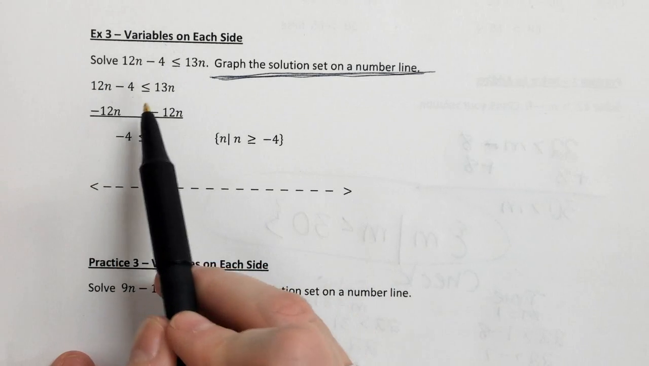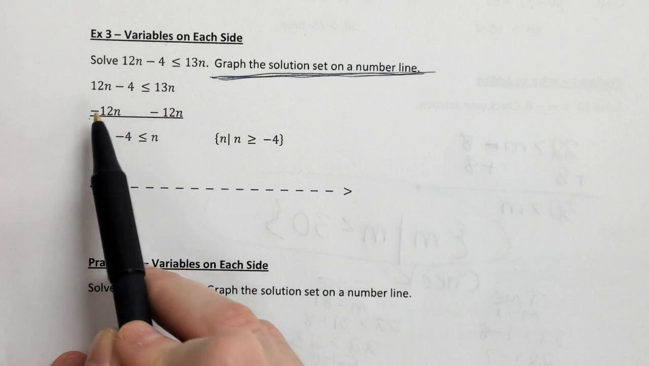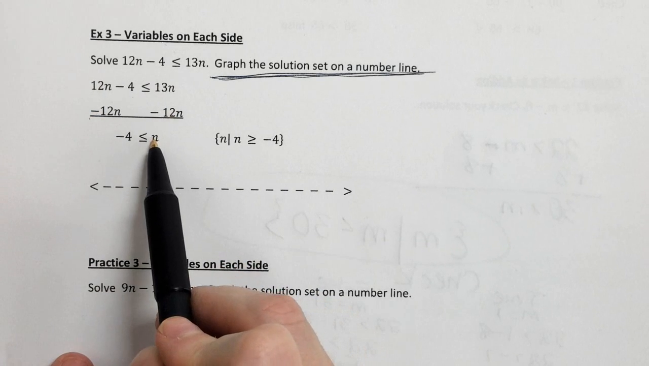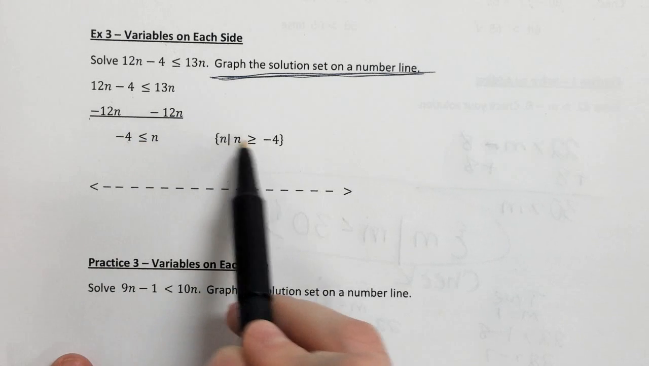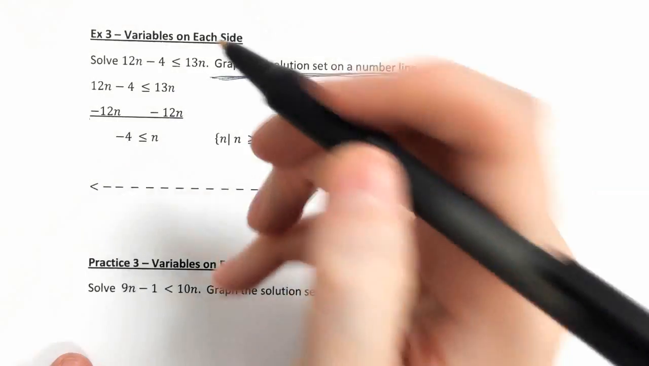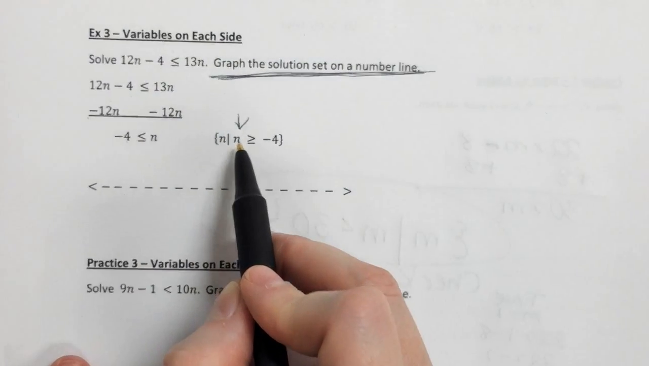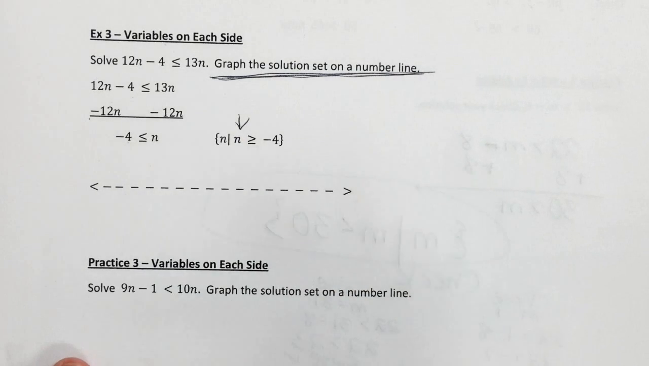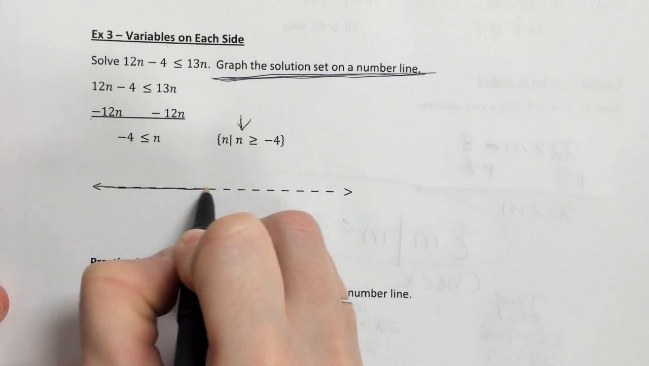It's the same exact steps. We have to get all of our variables on one side. So move the smaller one, subtract 12n, and then we have 1n is greater than or equal to negative 4. But remember, in set builder notation, we have the variable on the left side. Okay, so to graph this, I don't really know why this turned out to be a dotted line. It doesn't need to be.